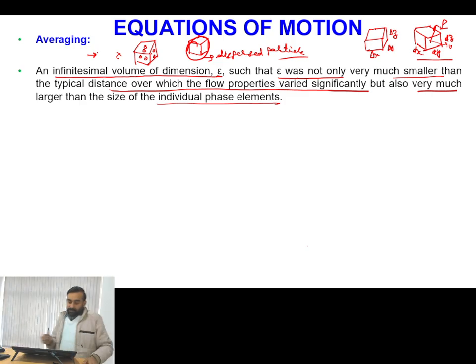And why should a good number of particles be there? Because ultimately we will be defining some combined properties for the dispersed as well as the continuous phases. So when we are defining the combined properties, that property should be a good representative. So the volume fraction should be in a good ratio.